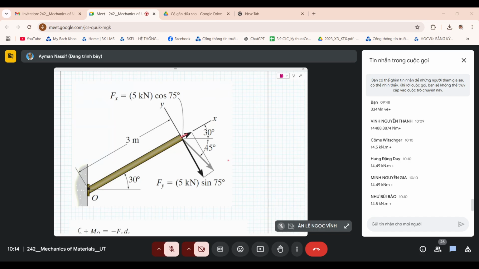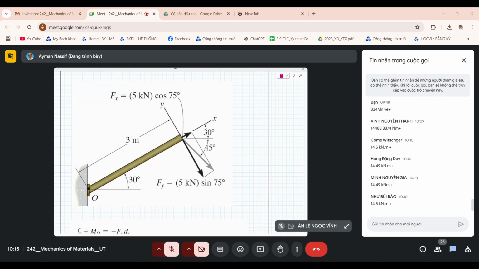And then you can resolve the force into two components. One component along the axis of the rod, which goes through point O, and one component perpendicular to the axis of the rod. And again, you can use the resolution of forces idea with the geometry. So the force times cosine 75 will give you the component along the x, and the force times sine 75 will give you the component perpendicular to the axis along the y.